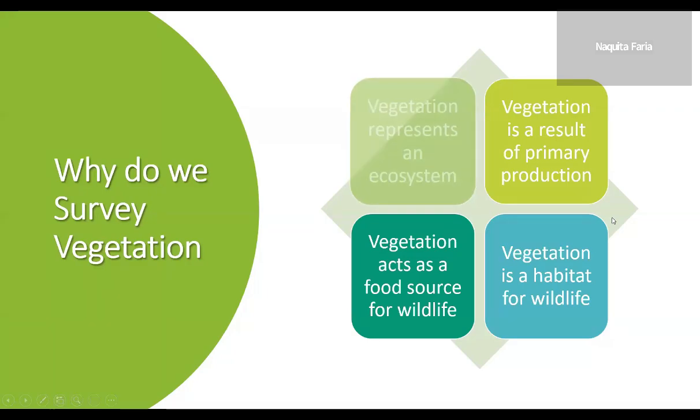So the question is, why do we need to survey vegetation? The first thing is vegetation represents an ecosystem. We have a number of different ecosystems, specifically in South Africa, but if you look internationally, our vegetation is what makes what an ecosystem is. Without the vegetation component, we wouldn't have an ecosystem. Vegetation also represents our primary production, obviously it being plants. Vegetation acts as a food source for wildlife, and vegetation is a habitat for wildlife.